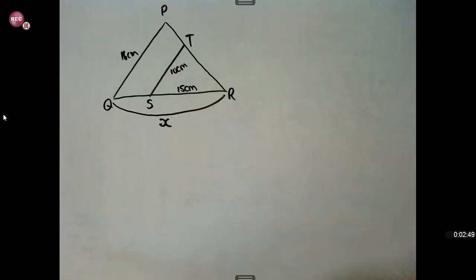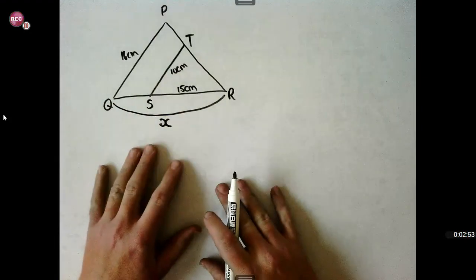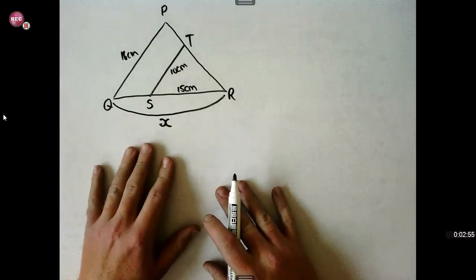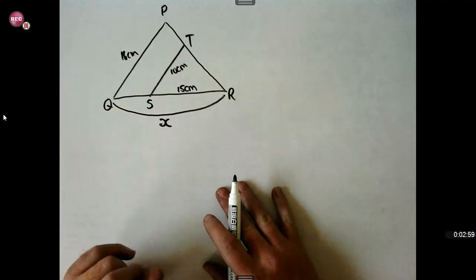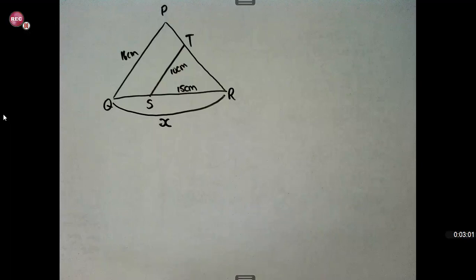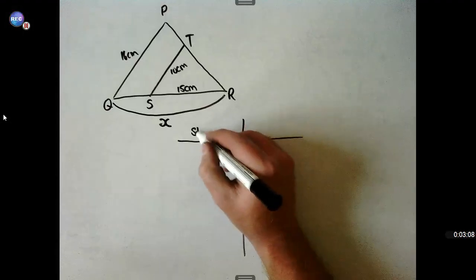These two triangles are similar to one another, which means that the angles are exactly the same size, but the sides are in the same proportion, which means the sides are not exactly the same length in this regard. So obviously first thing, statement and reason.